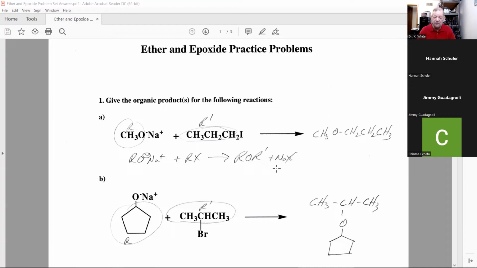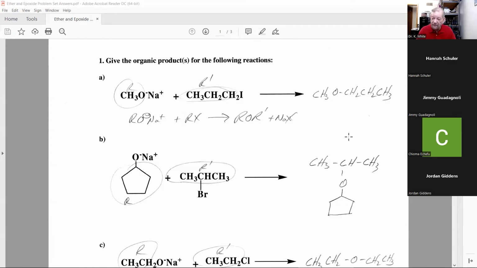And you get an ether plus a salt, but since I'm just asking for the organic product or products, you don't have to put that down. What's R? Methyl. What's R prime? Propyl. Now, this is important. In the Williamson ether synthesis, the carbon with the halogen in R prime, which the R fell off, is the carbon the oxygen is bonded to. Placement of bonds is very important.